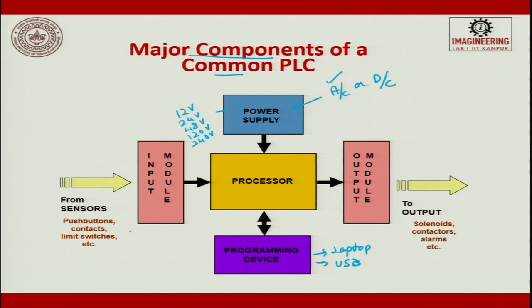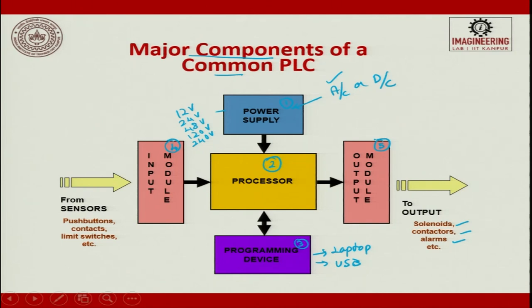So, you will have input and output devices. Input devices are different types of sensors, for example, presence, absence, push button, contact switch, limit switch, etcetera. The output will be activating a solenoid, activating a drive system, raising an alarm, and also trying to establish some contacts between the systems. These are all the possible outputs. So, if we ask what are the major components, one is power supply, two is the processor, three is the programming device, four is the input module and five is the output module.